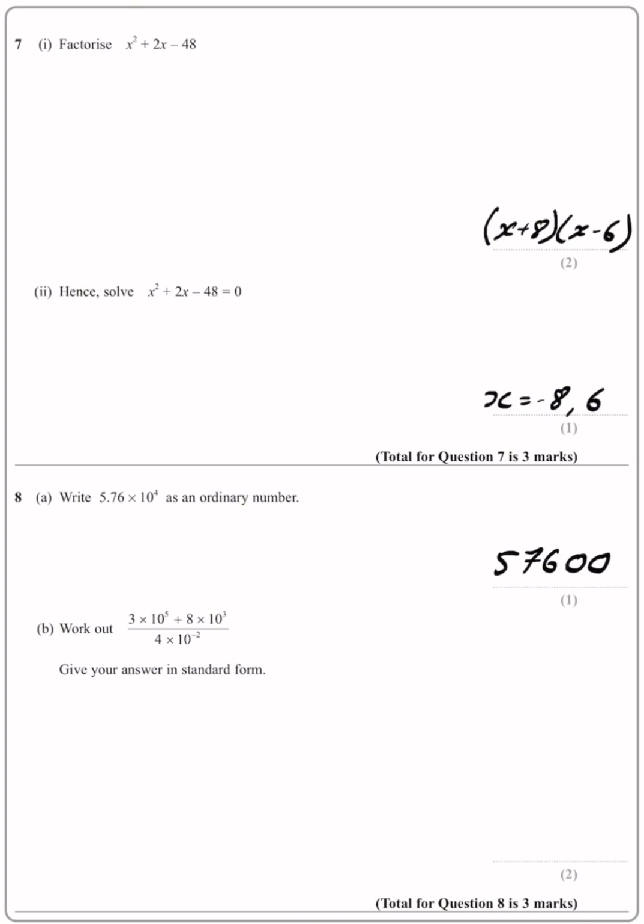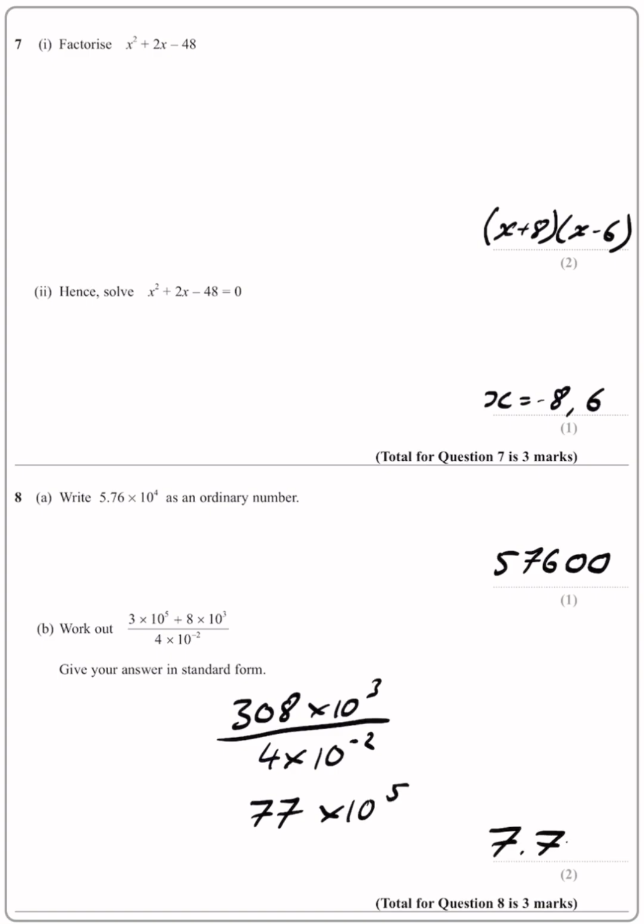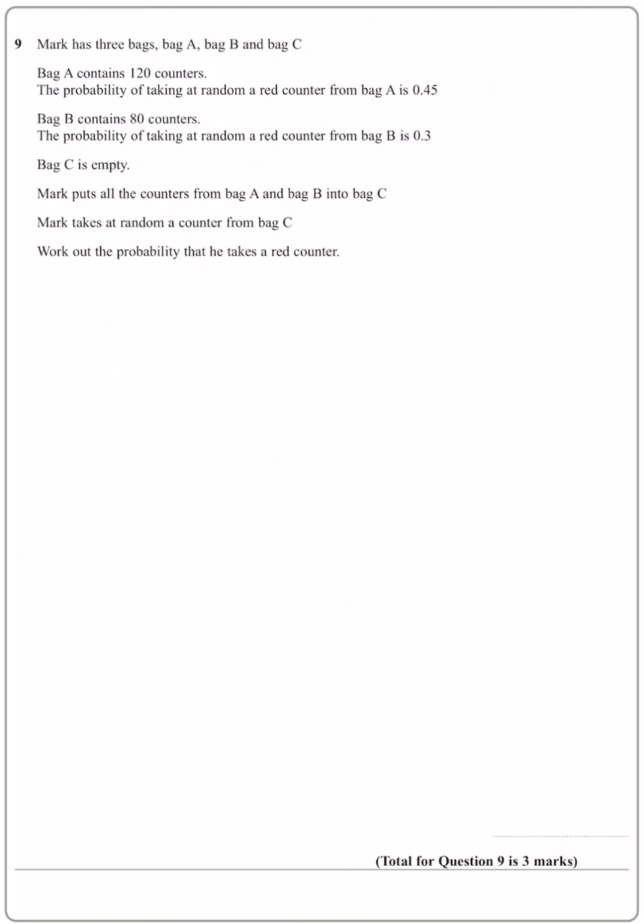You can simplify it down. I've added the two numbers in the numerator together to get 308 times 10 cubed, all over 4 times 10 to the negative 2, and that's 77 times 10 to the 5. Turning that into standard form, 7.7 times 10 to the 6. If you just plugged it into your calculator and then worked it out in standard form as 7.7 times 10 to the 6, that's absolutely fine.